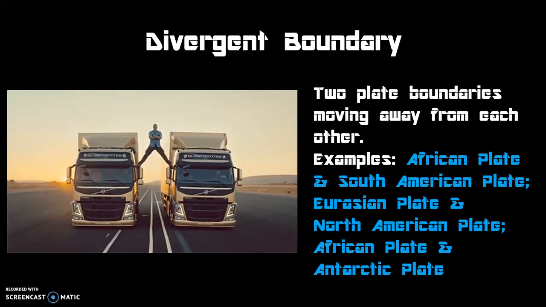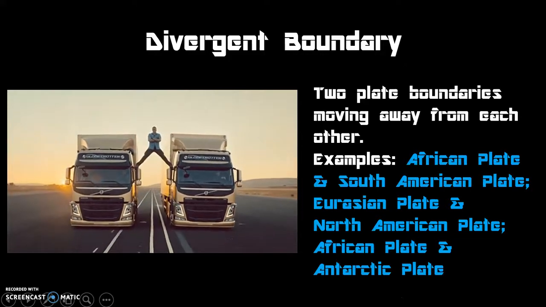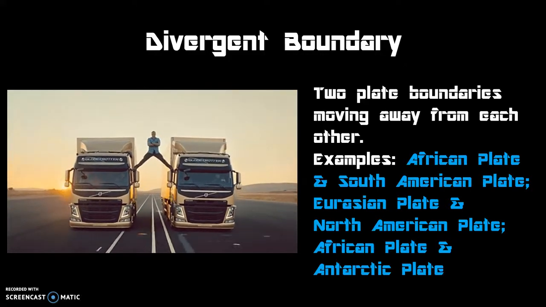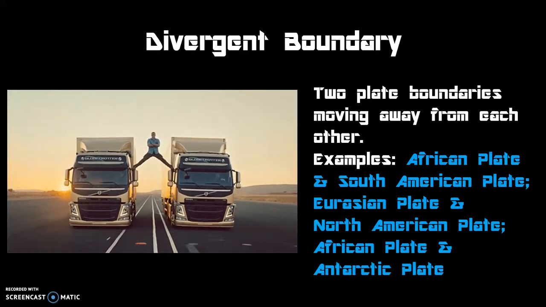Divergent boundary: two plate boundaries moving away from each other. Examples are the African plate and South American plate, Eurasian plate and North American plate, the African plate and Antarctic plate. These plates are separating from each other.